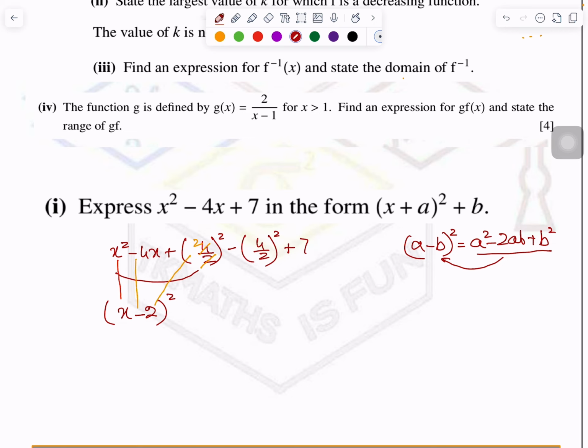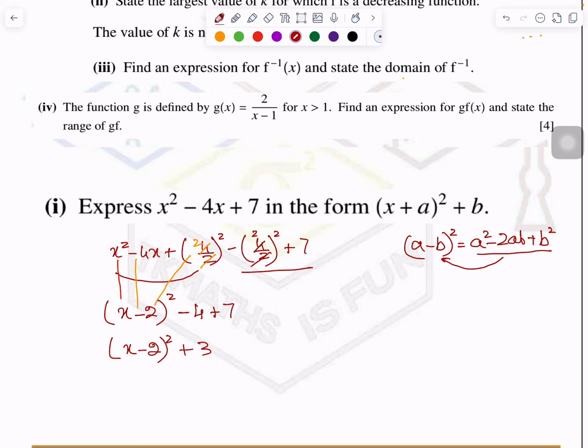So now from the remaining two terms which are here, it will be minus 2 square, which is 4, plus 7. So finally I got x minus 2 whole square plus 3. So this is the completing square form.